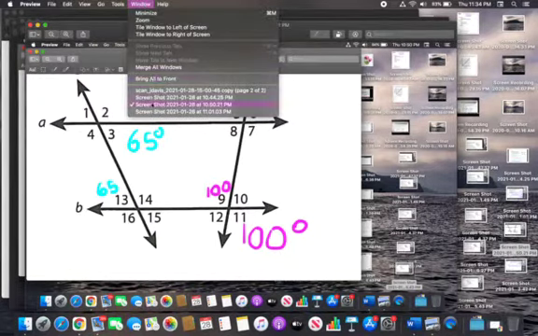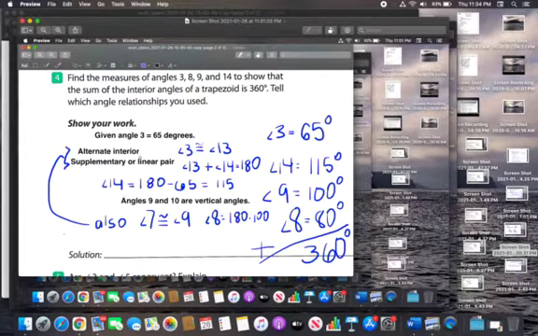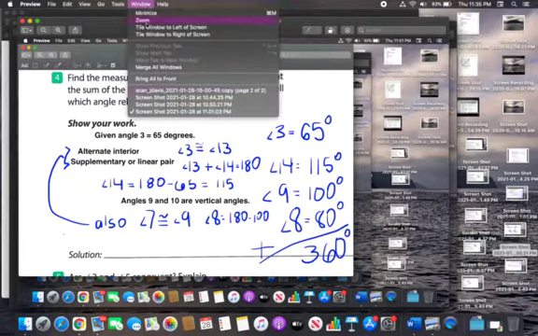Alright, let's go back to that. So I just wrote down alternate interior and supplementary linear pair. Angle 3 is congruent to angle 13. 13 and 14 make 180. So angle 14 is 115. Then we're looking for the other side, 8 and 9. So let's do this quickly.